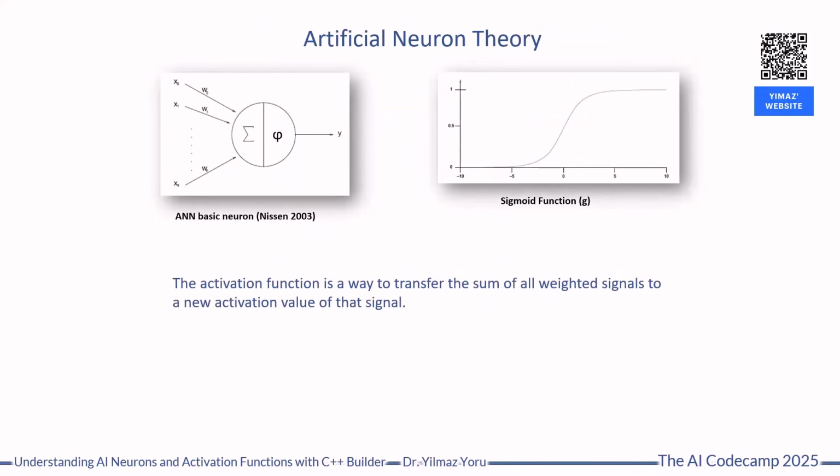Artificial intelligence is based on artificial neuron theory, and there is a very basic artificial neuron model. It has many inputs coming in, each input has weights on its link, and we sum all of these inputs in the artificial neuron. Then at the end we use an activation function to define the output: if it is necessary, we give output; if not, we don't give output, something like this.